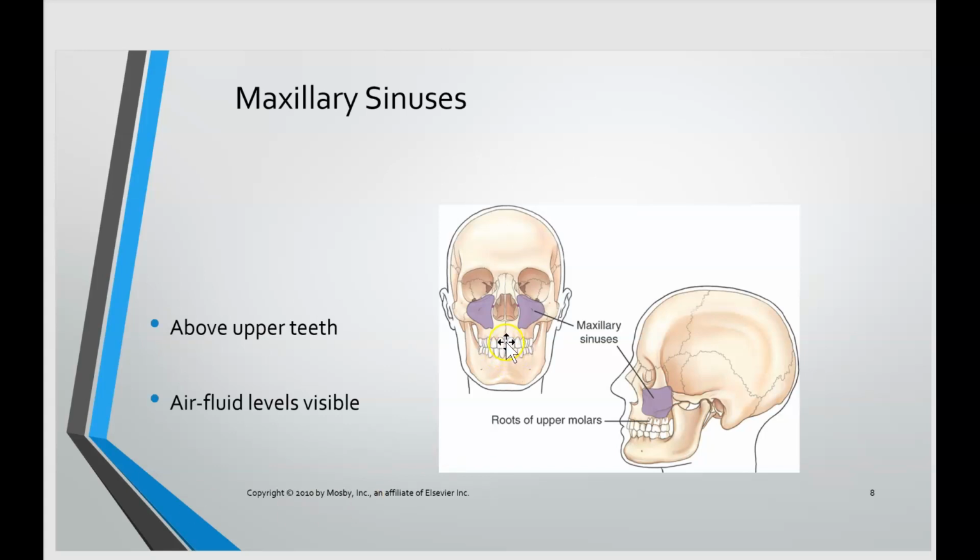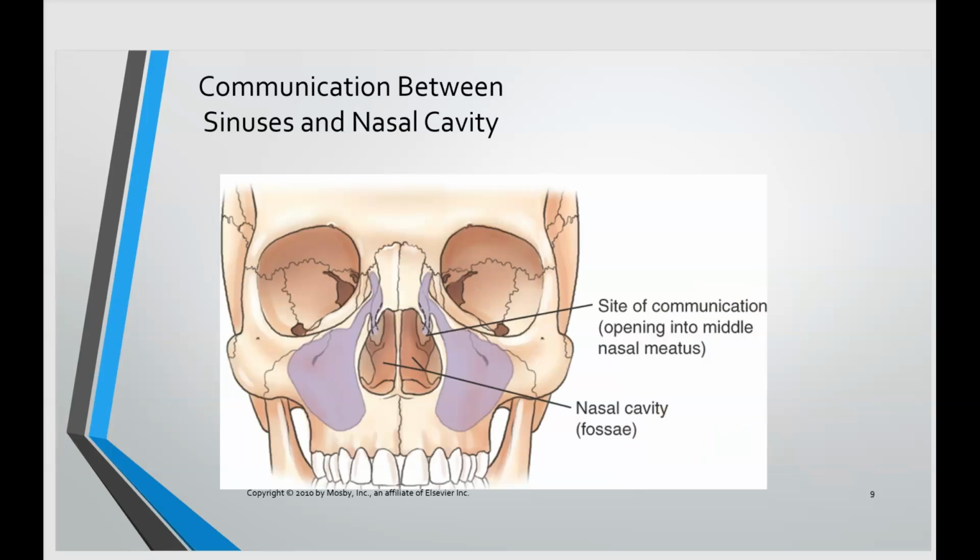Okay, and this is an image of the maxillary sinuses, one in each maxilla, and you can see they are like a pyramid shape, okay? And the apex of your pyramid is posterior and inferior, okay? It will show air fluid levels, and they are located above your teeth, okay? This shows how they communicate in your nasal cavities, okay? Your maxillary sinuses and how they communicate down into the nasal cavities.